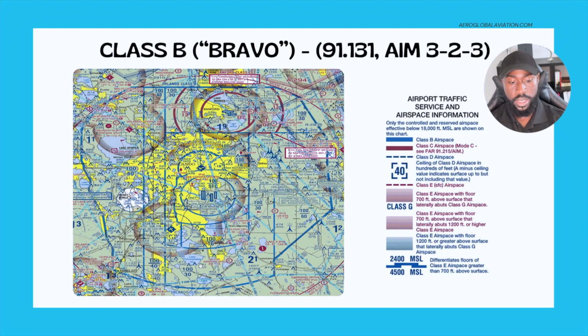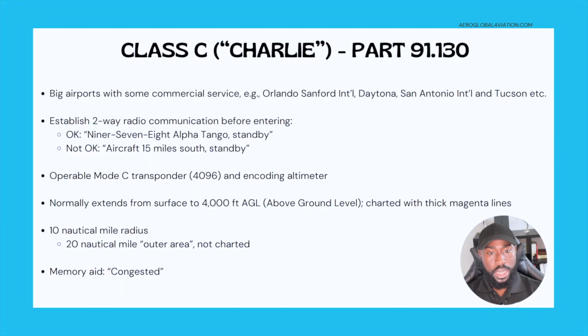Then if you come all the way out here, it starts a little bit higher, from 3,000 to 10,000 feet. You can apply the same thing all over wherever you see these blue numbers within the blue lines. It basically tells you where the floor of the Class Bravo starts and where it ends. If you need to read more, just go to part 91.131 or the AIM 3-2-3. And then you have Class Charlie airspace here.